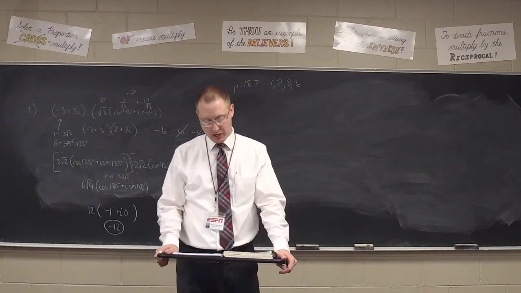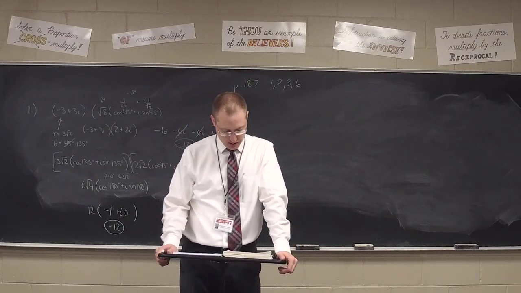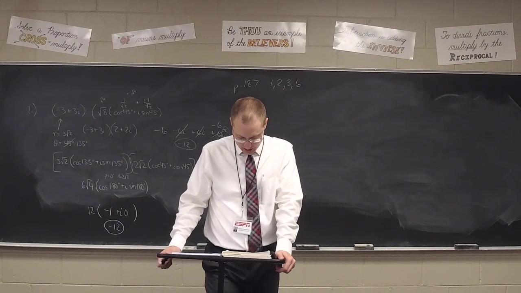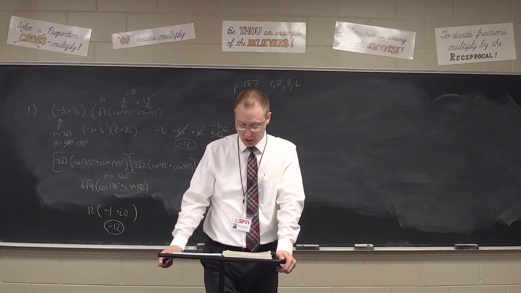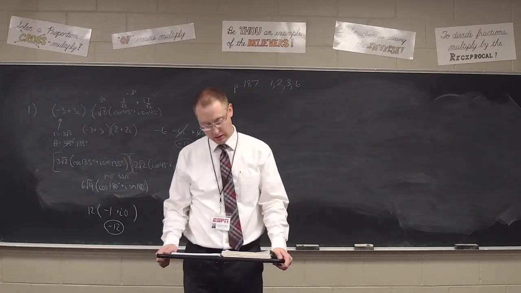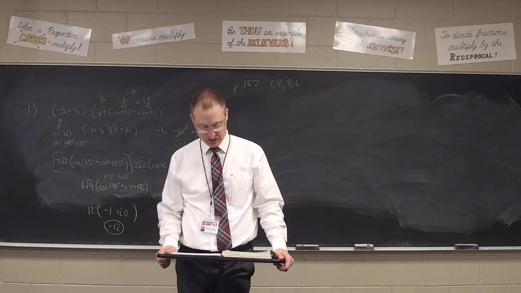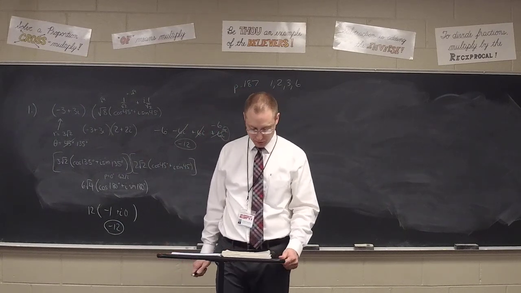Number 6. Multiply the r's, class. 12. Add the thetas to get cosine 300 plus i sine 300. Good. And so 12 cosine 300 plus i sine 300 becomes, Quentin? You want the final answer? Okay, 6 minus 6i times the square root of 3.